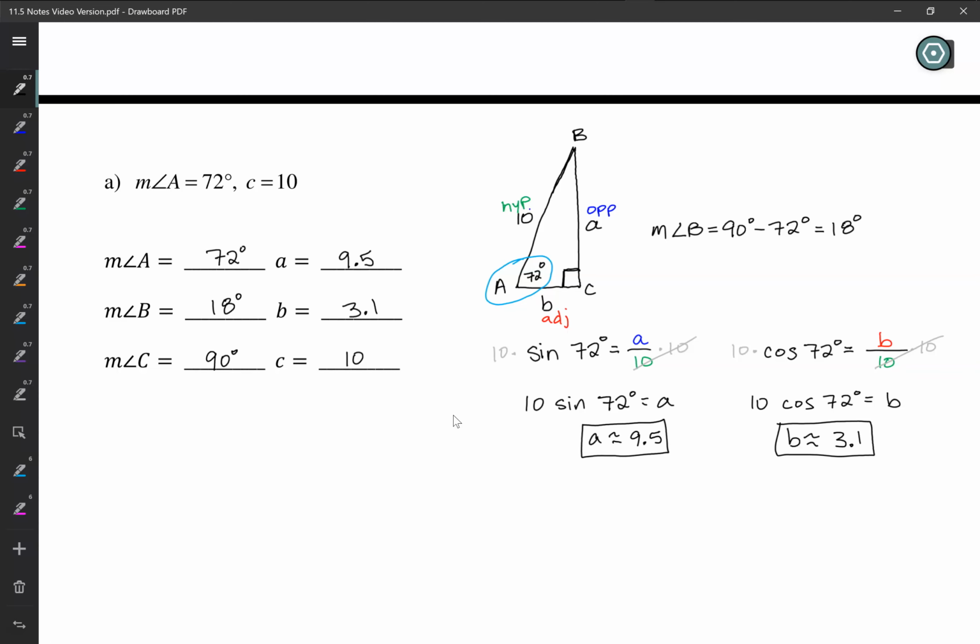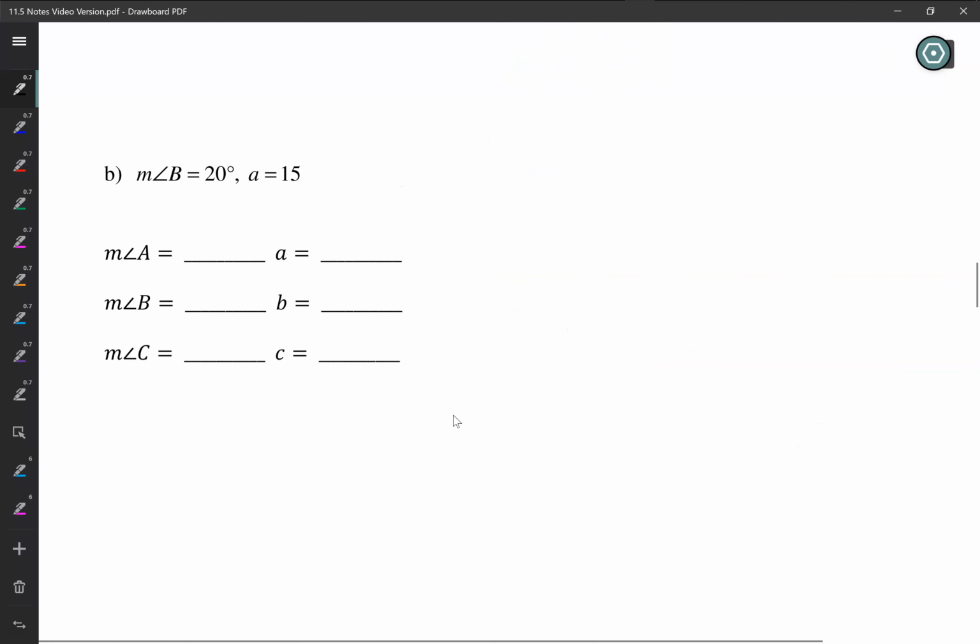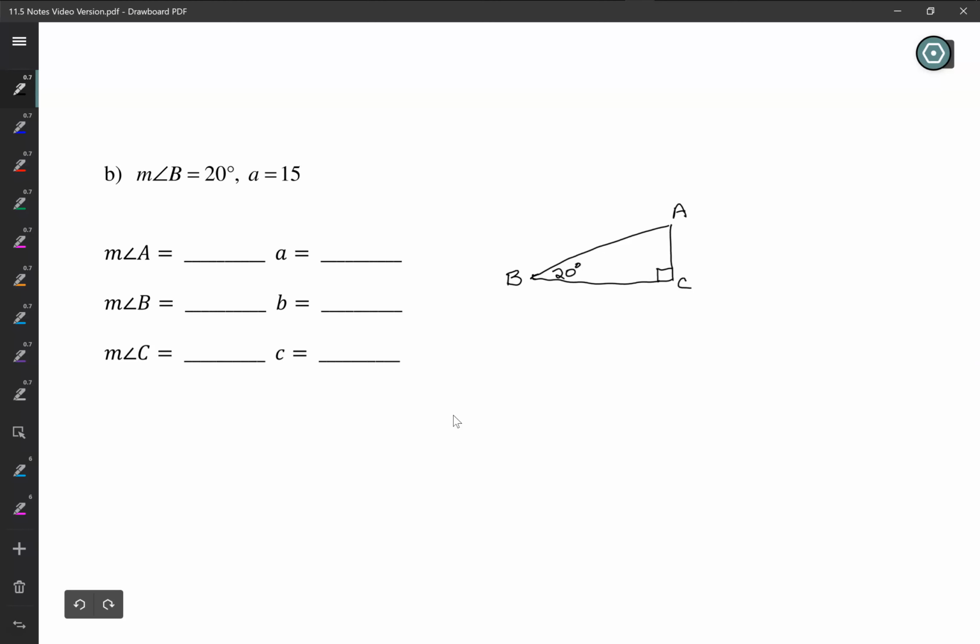All right, last problem of this type where you are told an angle and a side. This time I am told that one of the angles is 20 degrees. That's beautiful. Okay, so I'll put that down here. There's a 20-degree angle, and that's angle B. The 90-degree angle is angle C, and there's angle A.